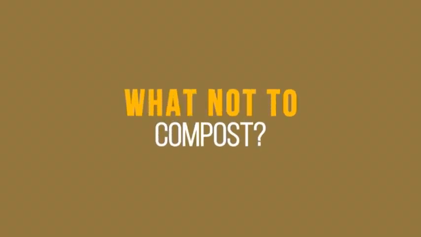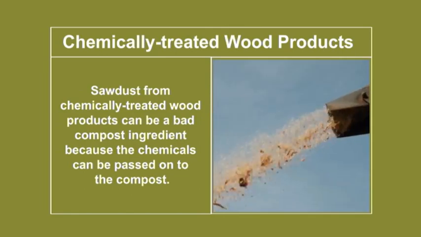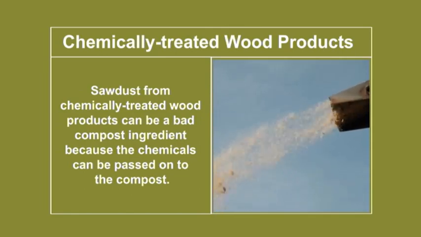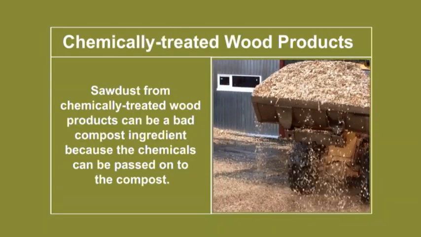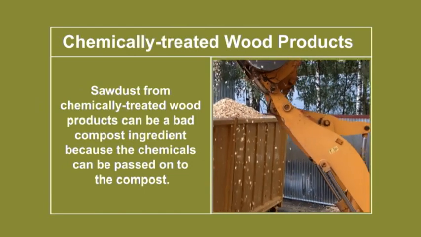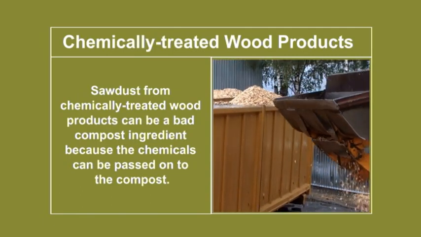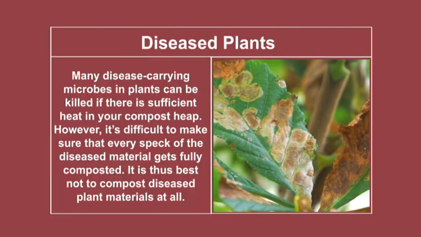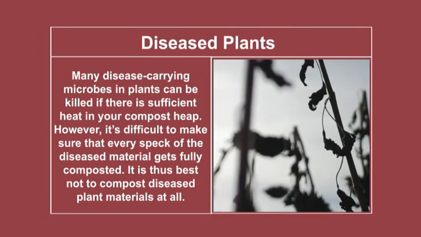What not to compost? Avoid composting the following: chemically treated wood products. Sawdust is often available from construction sites and other building projects. If you are considering composting sawdust, be sure of its origin. Sawdust from chemically treated wood products can be a bad compost ingredient because the chemicals can be passed on to the compost.